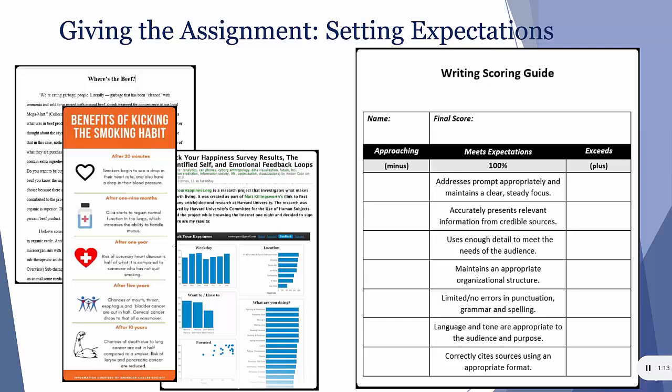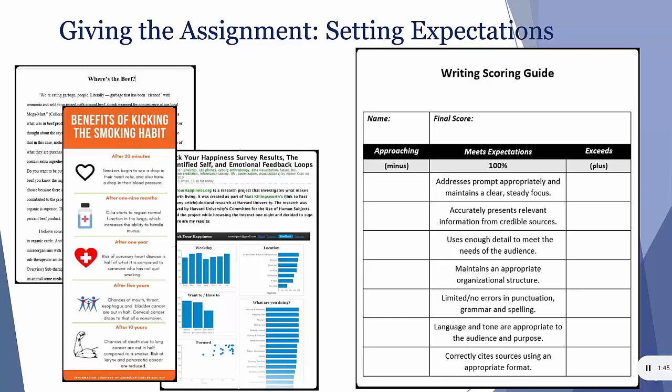I used to go with all the performance descriptors, but I would spend hours trying to decide, is this a 3 or a 4 for purpose? Is this a 2 or a 3 for details? And it just really became cumbersome. So those are fine and wonderful, but this is what works best for me. I'm still addressing under the meets expectations those main traits of writing.